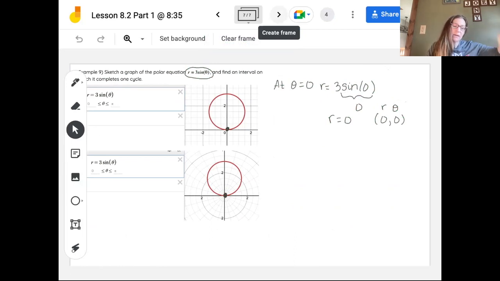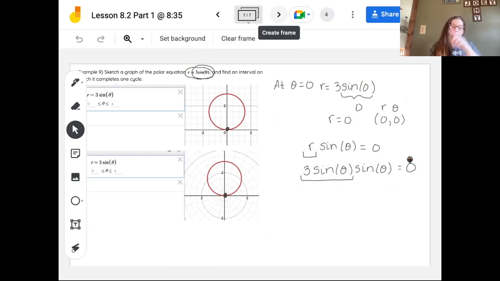So where does it come back to 0, 0? Where does it come back to 0, 0 is our question. Well, I'm starting with, of course, when will r times sine of theta come back to 0? That's the question. And again, just like the previous one, I have r. I can replace it with 3 times sine of theta times sine of theta. So I just replaced r with the function itself. When will this be 0? When will we come back to 0?